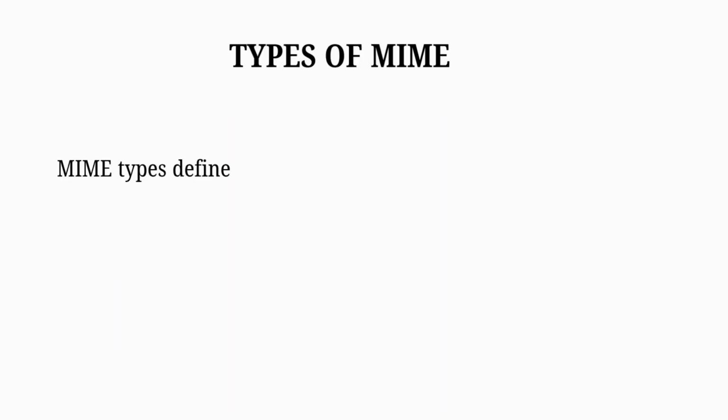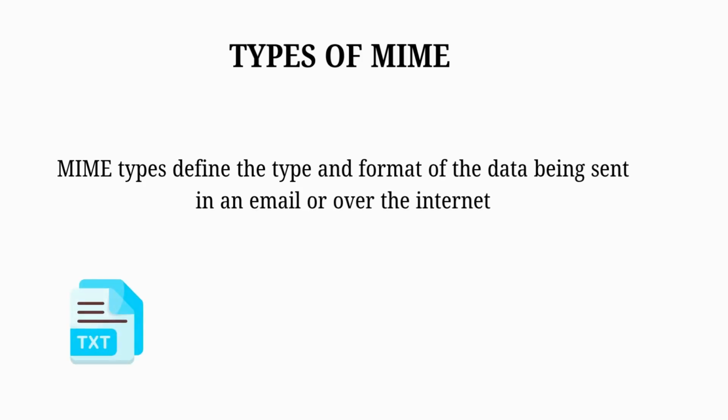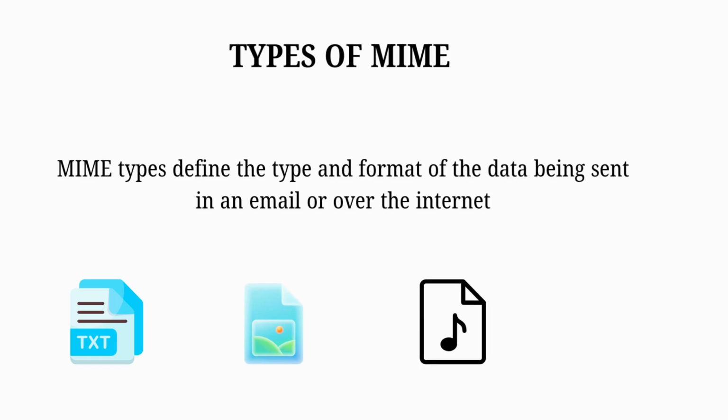MIME types define the type and format of the data being sent in an email or over the internet. The main types of MIME: first is text, used for simple text data. Second is image, used for pictures and graphics. Third is audio, used for sound files. Fourth is video, used for video files.